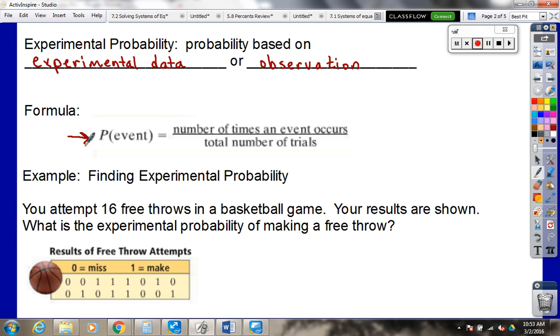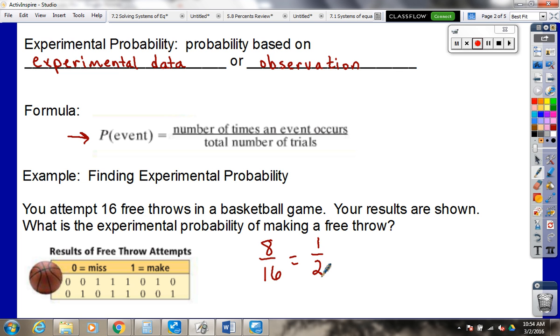So we need the number of times the event occurs over the total number of trials. How many times do they actually make a free throw here? Olivia? The 1 stands for making a free throw. So how many times were actual successful free throws? 8. So we have 8 divided by, Gretchen, how many total attempts were there? 16. So we have 8 divided by 16, and that reduces to 1/2. So the probability is 1/2, or about 50%.